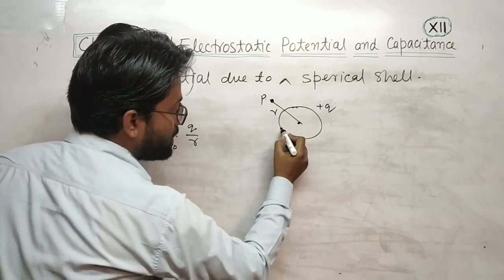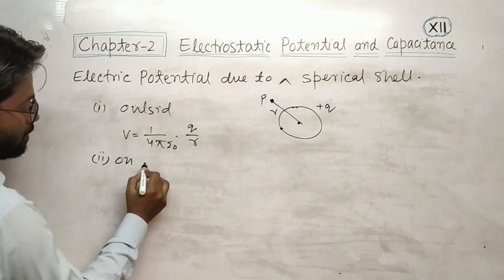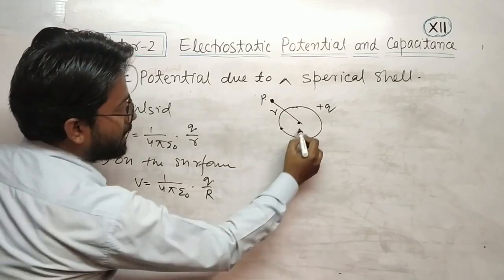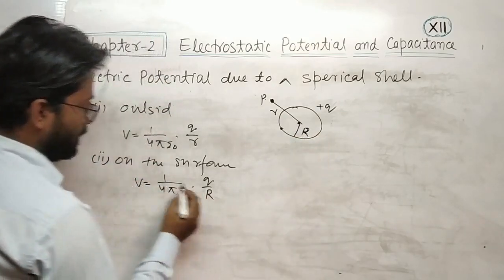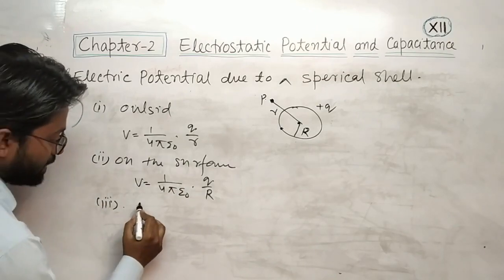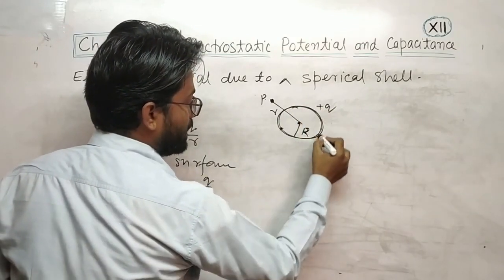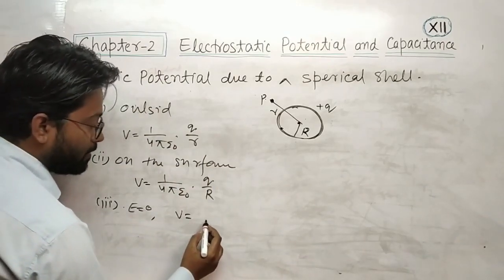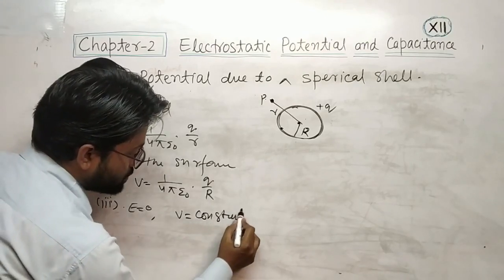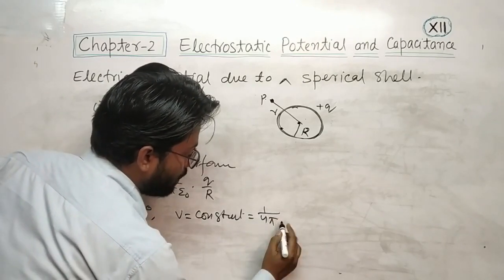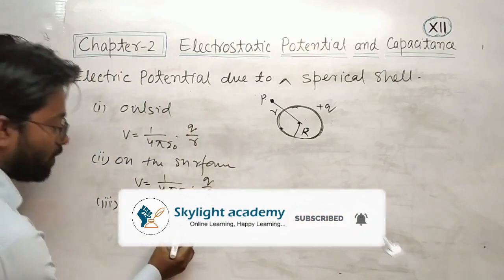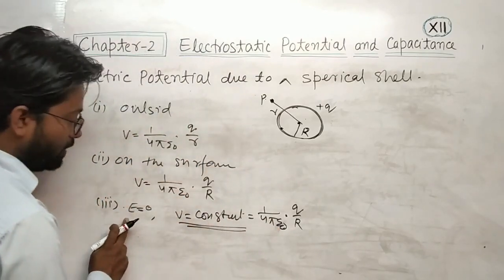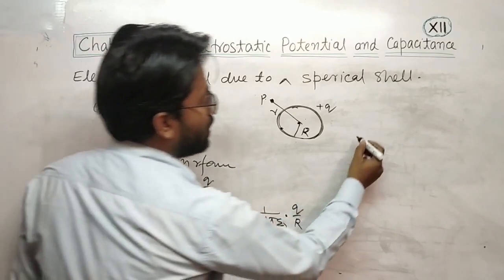If the point is on the surface of the spherical shell, V is equal to 1 upon 4 pi epsilon naught q upon capital R, if the radius of the spherical shell is capital R. If the point is inside, we know that the electric field inside a conducting spherical shell is 0. Electric field is 0, that means potential will be constant, equal to 1 upon 4 pi epsilon naught q upon R. Why the potential is constant, we will discuss in the next topic.